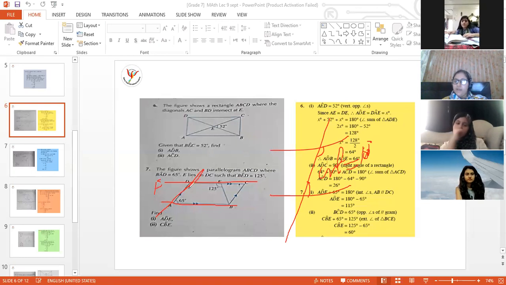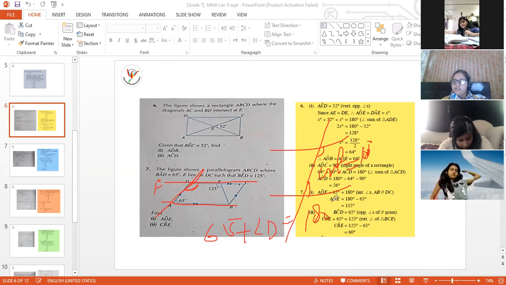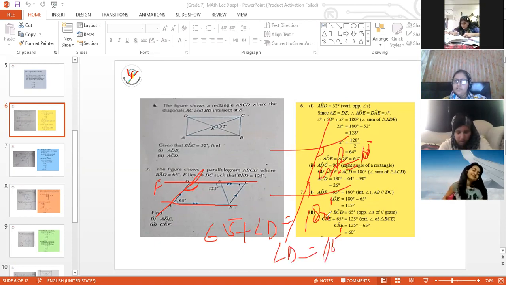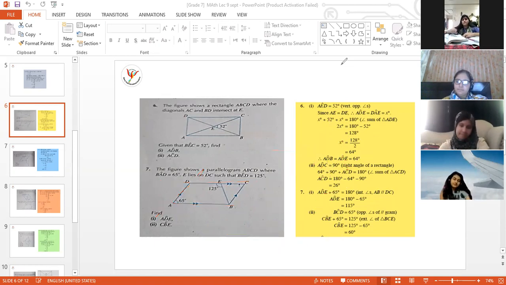But here we have to find angle ADE, which means you have to find this angle, and this angle is known as an interior angle. So the sum of interior angles is equal to 180 degrees. 65 degrees plus angle D is equal to 180 degrees. So angle D will be equal to 115 degrees. Now is this clear? Yes, ma'am.